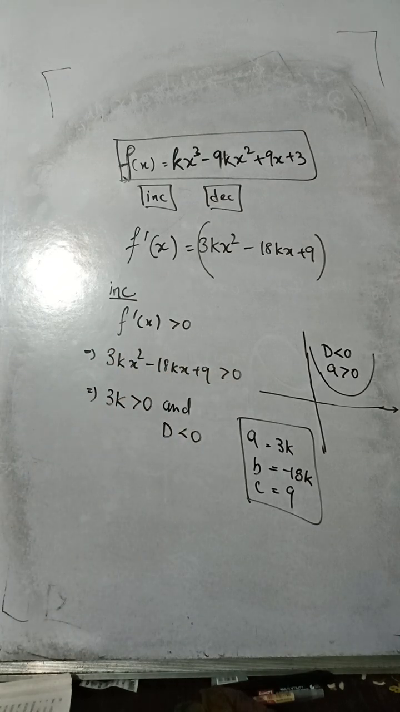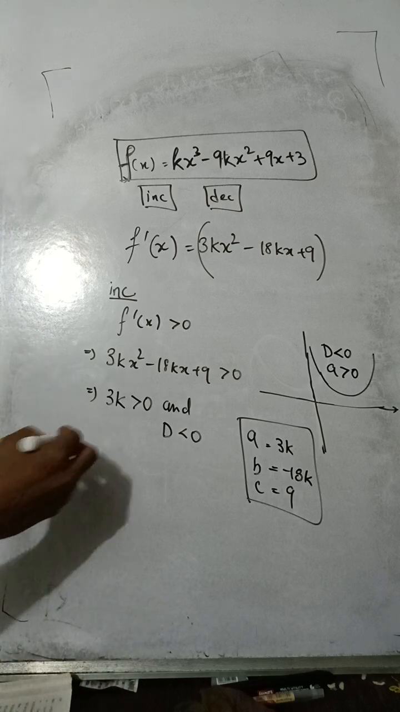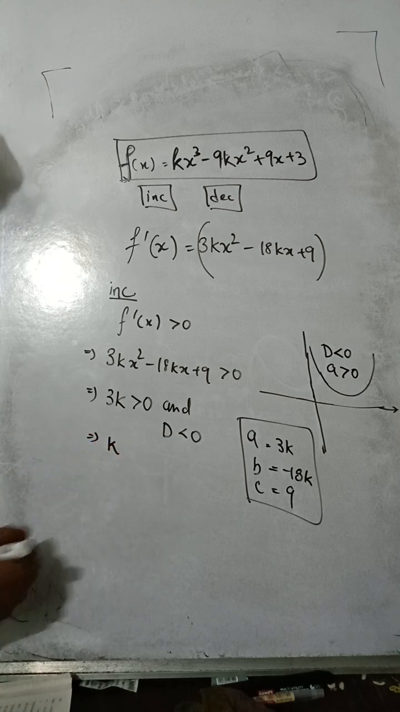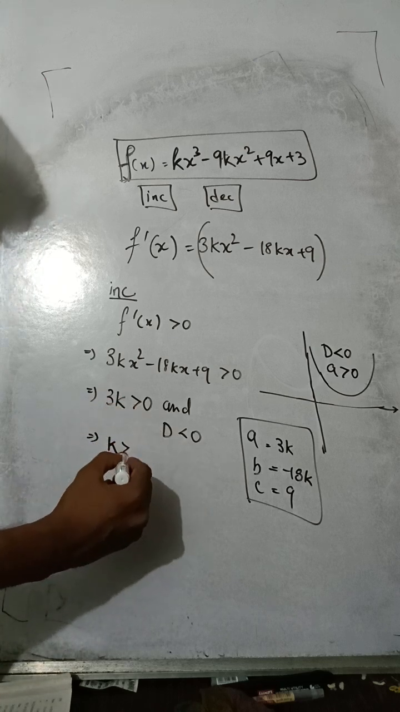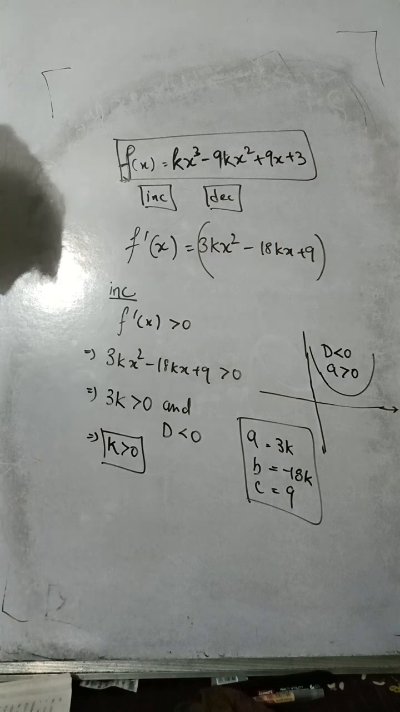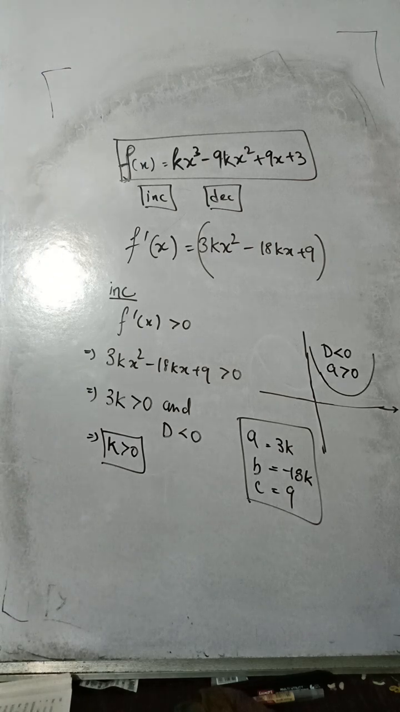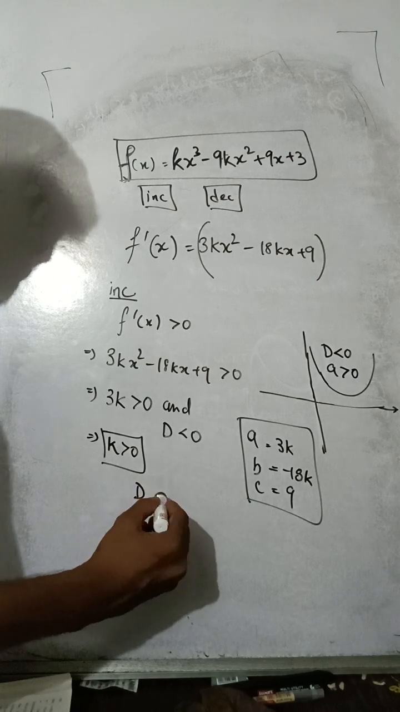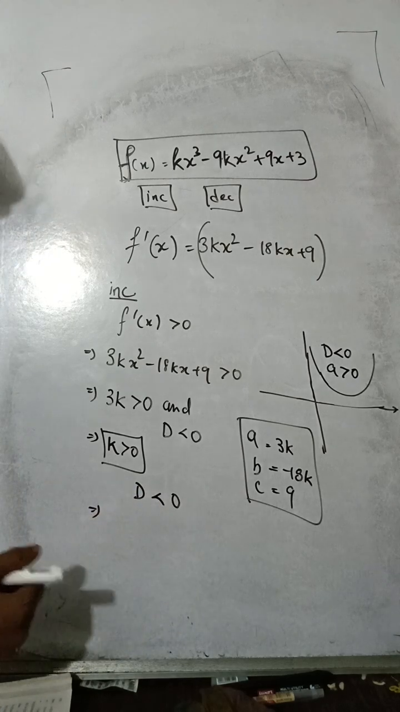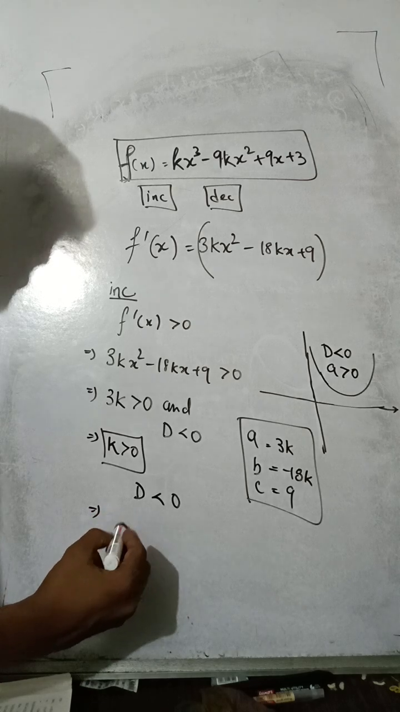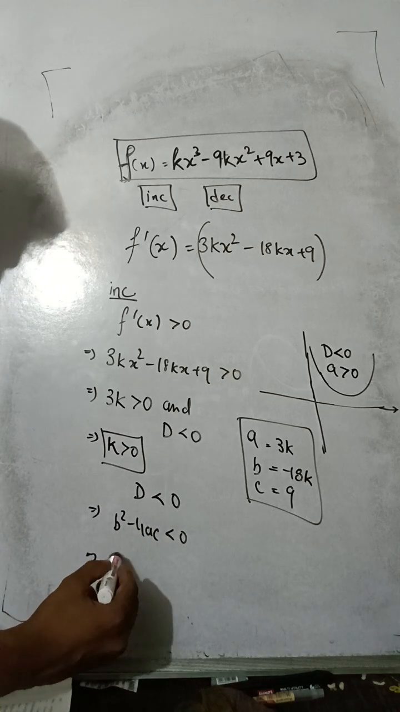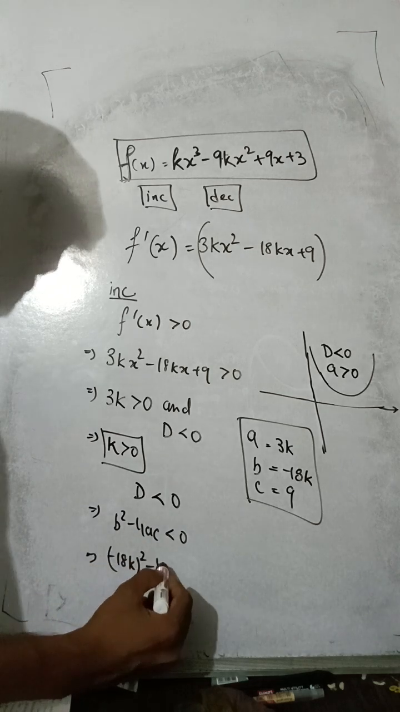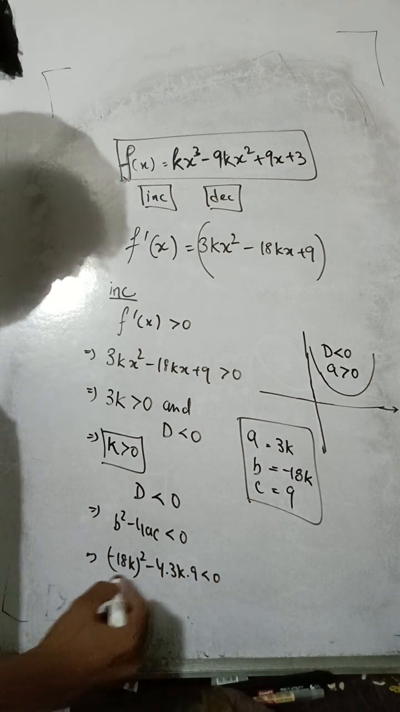I want you to understand this part. This is the only important part in this one. If you can understand this one, everything is done. If 3k is positive, then it means k is also positive. Now what about D less than 0? D less than 0 means B squared minus 4AC is less than 0, that is, minus 18k whole squared minus 4 into 3k into 9 is less than 0.